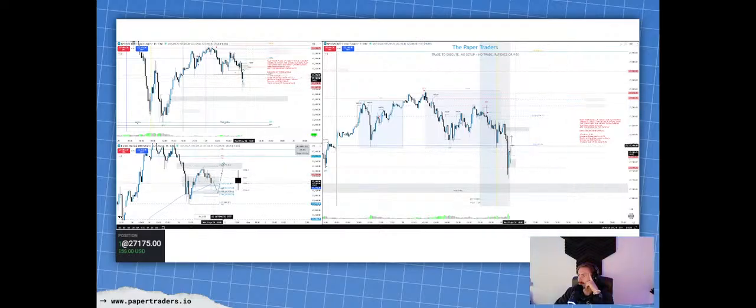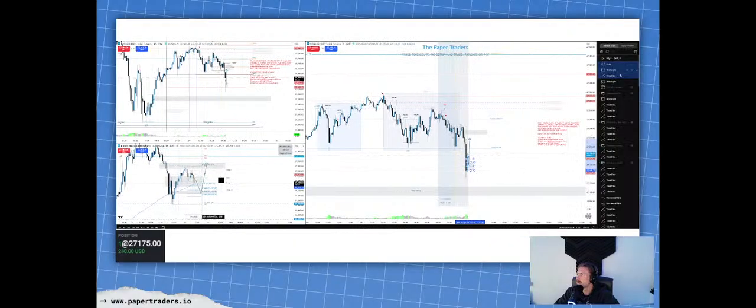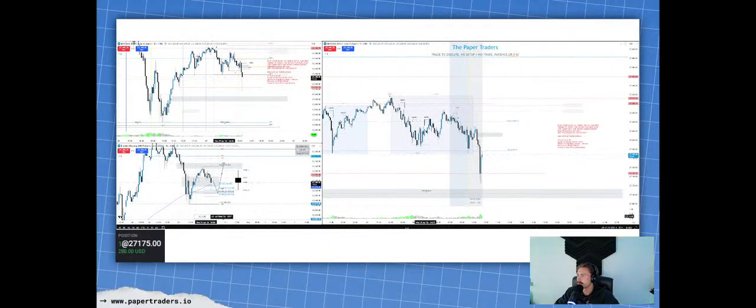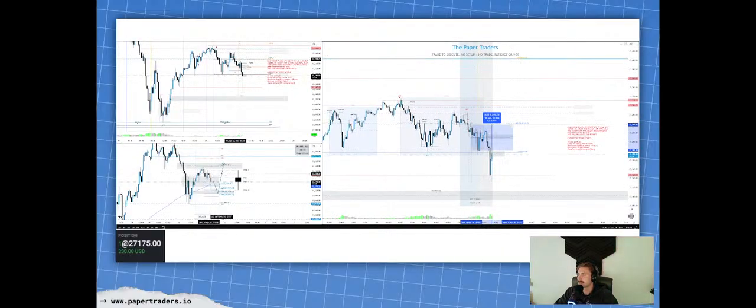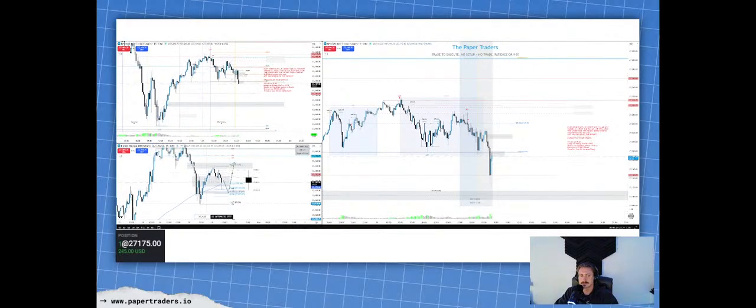Let's see, hide this OTE. I'll put this into our Wednesday AM session. And now this is what we were watching. We're watching this fair value gap right here. And if we can displace this, we can potentially come back above over here. So 27,250, 75-ish area.